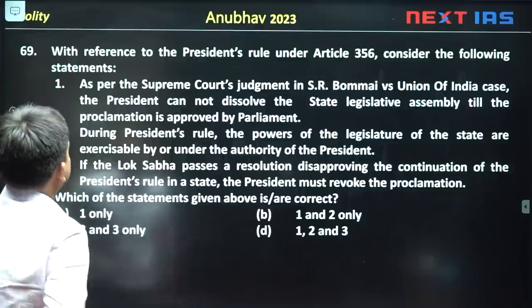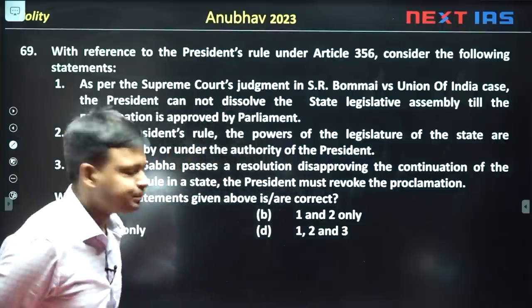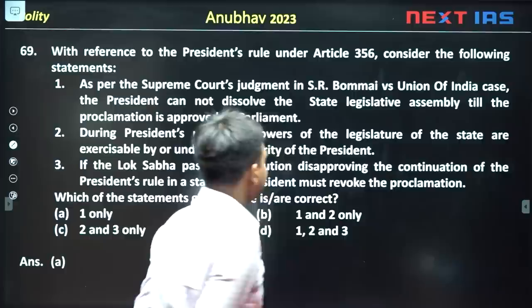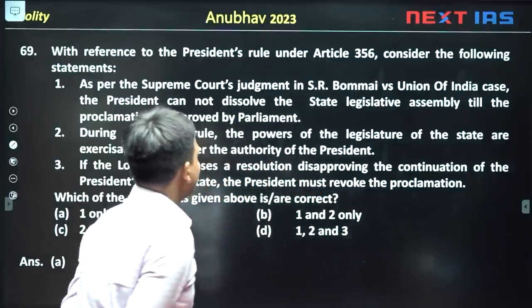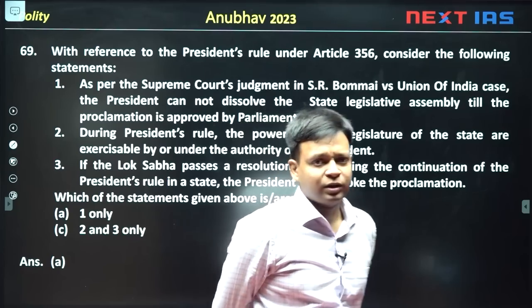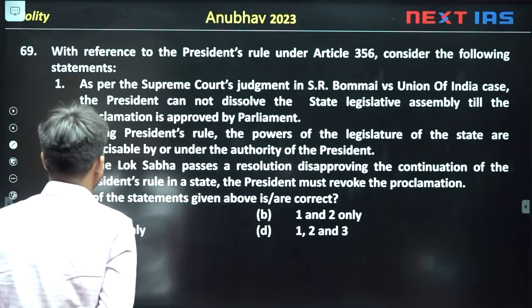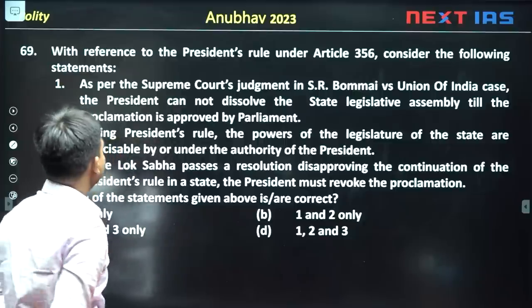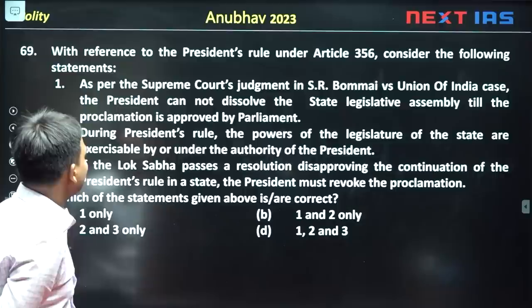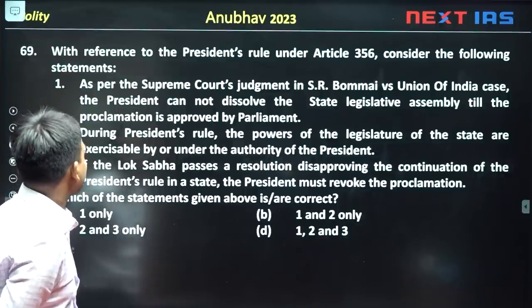Next we have: with reference to the present rule under Article 356, consider the following statements. As per the Supreme Court's judgment in SR Bommai versus Union of India case, the president cannot dissolve the state legislative assembly till the proclamation is approved by parliament. And the second statement is about the president's rule and the powers of the president. Let us first analyze the first statement: the Supreme Court judgment in the SR Bommai versus Union of India case, the president cannot dissolve the state legislative assembly till the proclamation is approved by parliament.